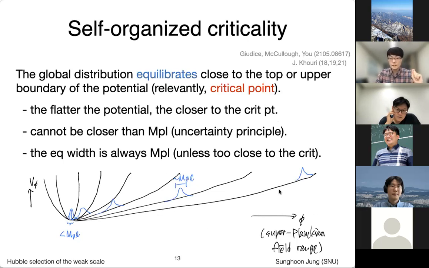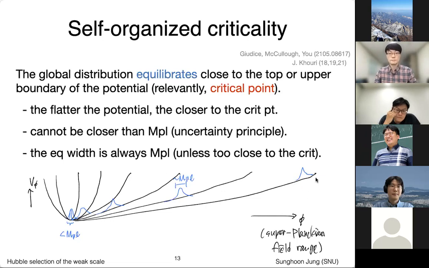And the position of the peak cannot be closer than M Planck in the field space distance. That also reflects the uncertainty principle. And the equilibrium width of a distribution is always M Planck. If the width is larger than M Planck, then we have a stronger Hubble volume effect, right? Hubble volume effect starts to operate when the width is M Planck. But if the width is larger, the Hubble volume effect is larger, so it has to move up. So the equilibrium distribution always has a Planckian width, okay?